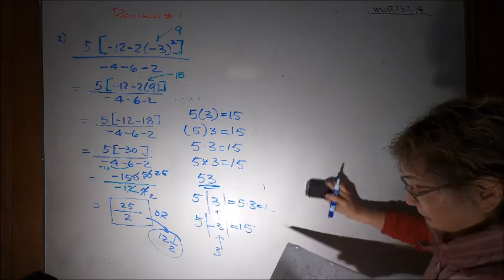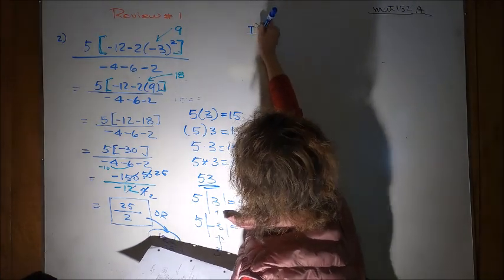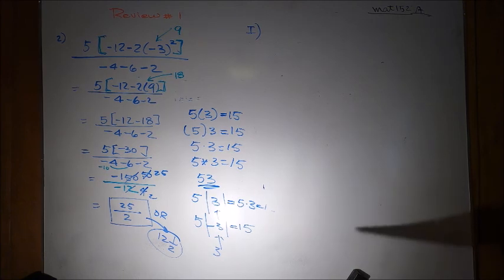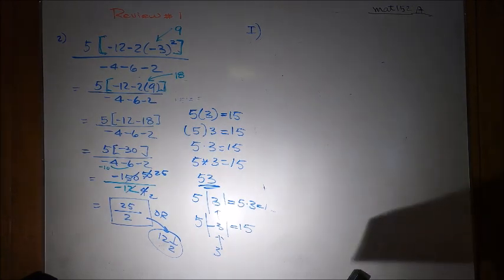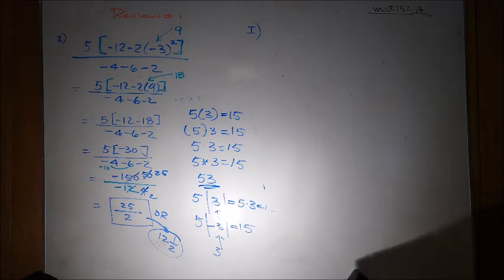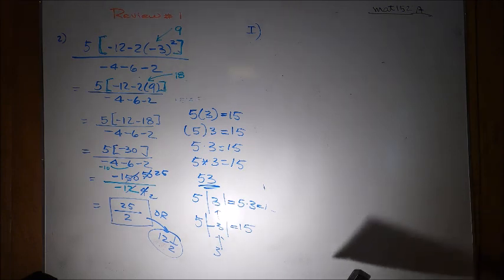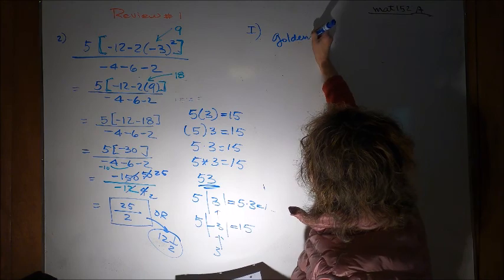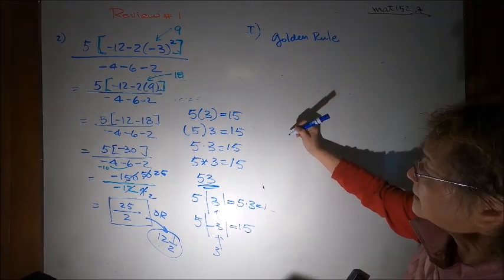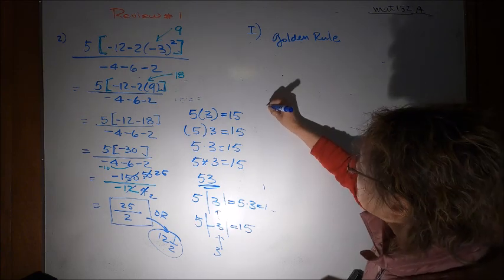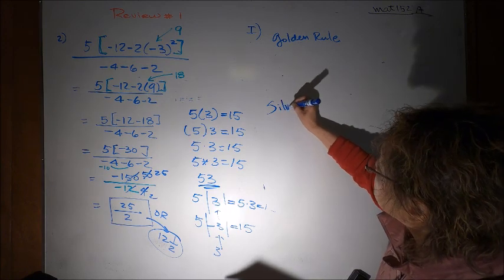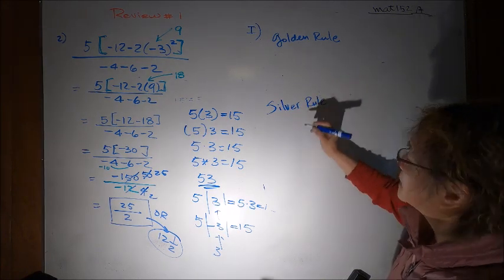Then, if we ask you, what is the golden rule of equation solving? Because this portion we have been talking about is mainly what? Solving linear equations and inequalities, right? For equations, we use the golden rule to help you remember. Then for inequalities, we use the silver rule, right?